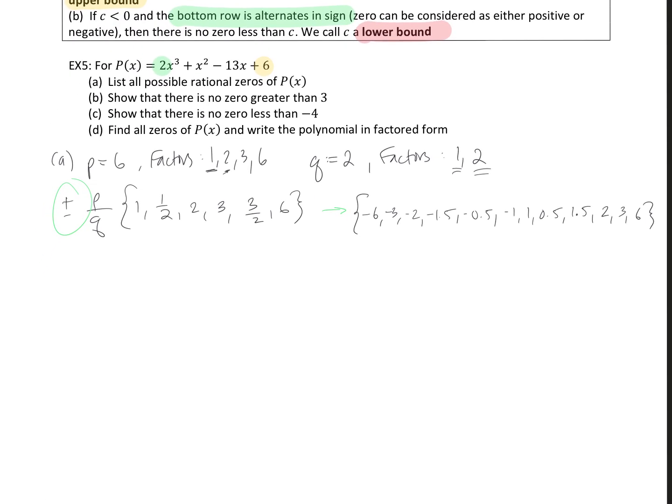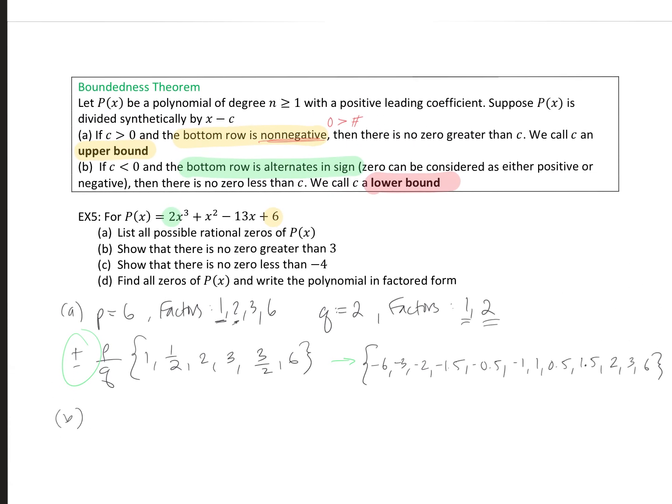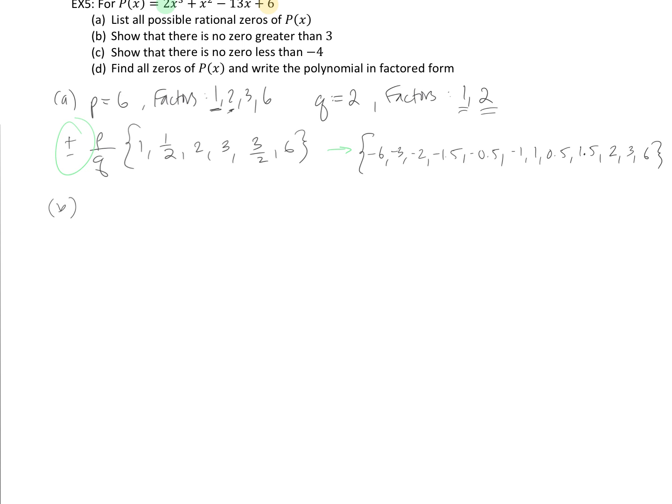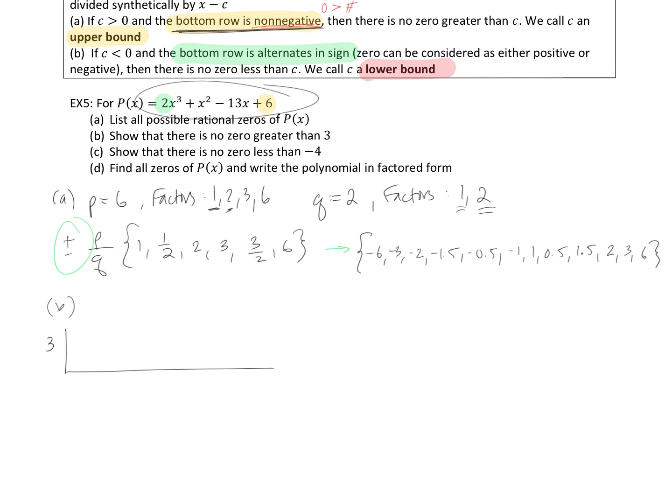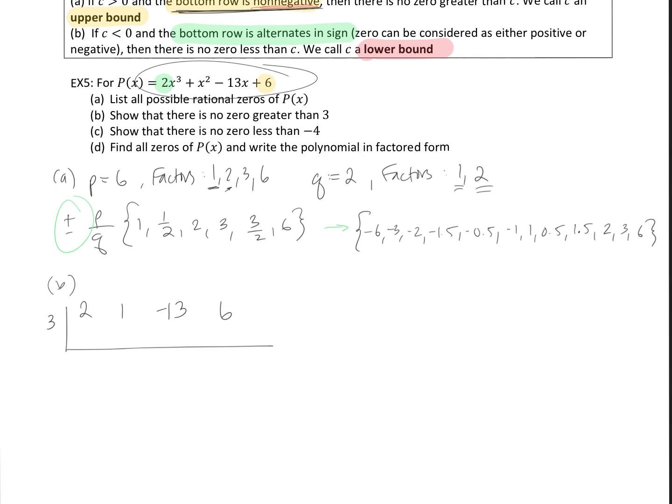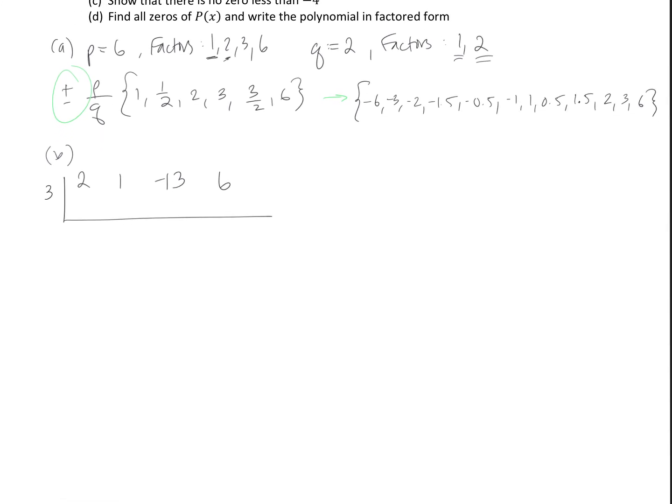So for B, we want to show that there is no 0 greater than 3. How can we show that there's no 0 greater than 3? Well, again, we'll do synthetic division, and if all of our bottom row is non-negative, we know it's an upper bound. Let's go ahead and do that. So again, synthetic division with 3. I'm using my polynomial from above: 2, 1, negative 13, and 6. Again, feel free to pause the video and try this by yourself, and then check in with me.